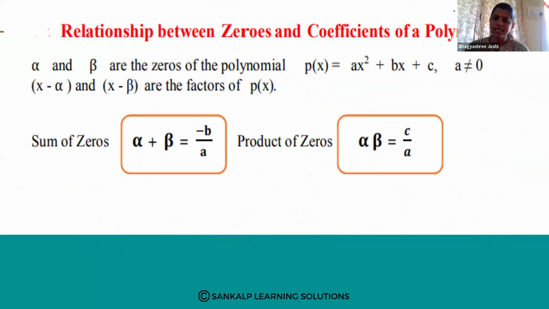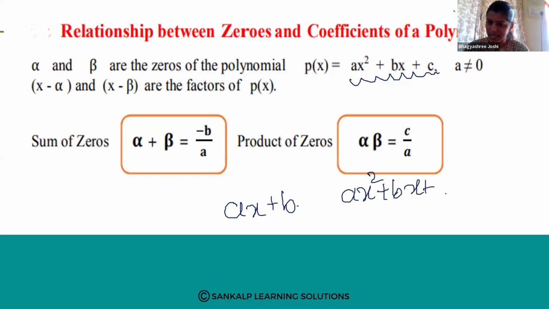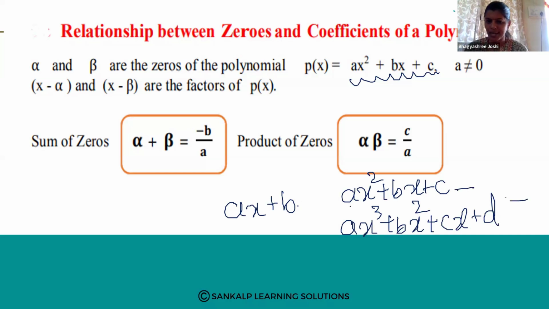See, alpha and beta are the zeros of the polynomial p of x equal to ax square plus bx plus c. Here we are considering a quadratic polynomial, right? Ax square plus bx plus c is the standard form of a quadratic polynomial. What is the standard form of a linear polynomial? That is ax plus b. For cubic, ax cube plus bx square plus cx plus d.